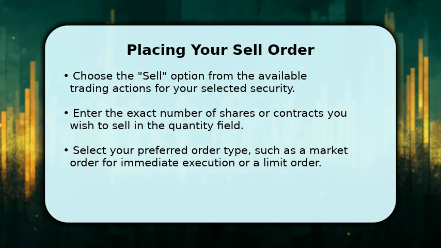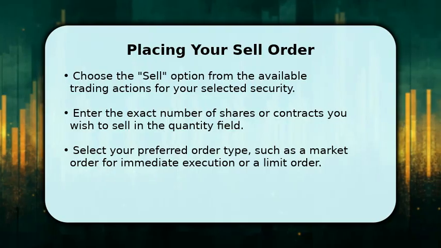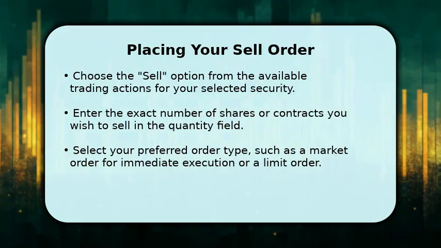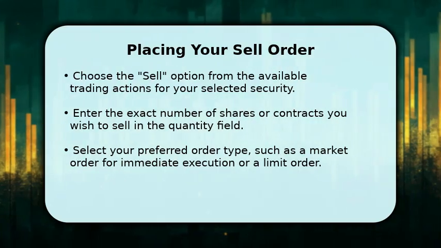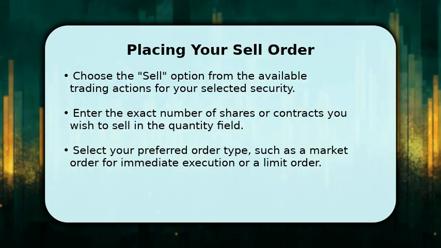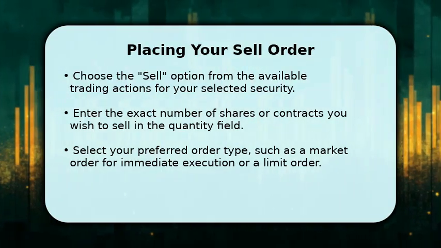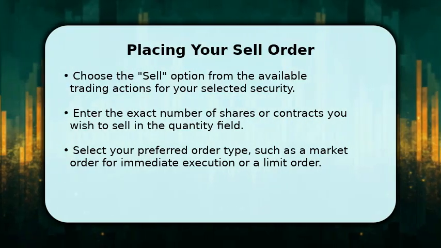Next, with your chosen security highlighted, tap the Sell button. You'll then need to specify the quantity of shares or contracts you want to sell. Be precise here. After that, select your order type. A market order executes immediately at the best available price, while a limit order lets you set a specific price. Consider which option best suits your selling strategy for this particular trade.